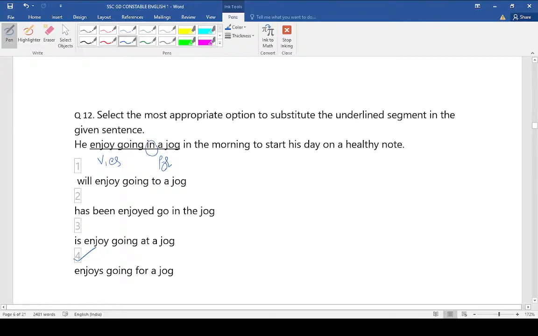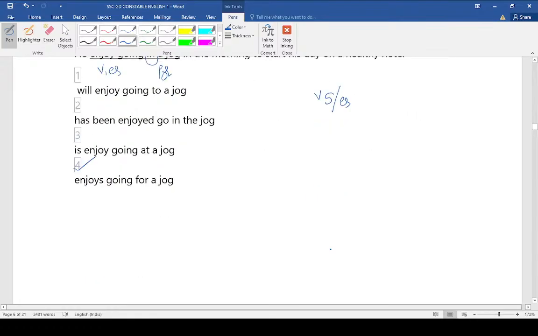So here for everything we can't write. Sometimes usually we used to get the verb with an s or es. So here enjoys will directly come with an s. Going. So instead of the preposition in, we have to write for. Enjoys going for a job. So the fourth option is correct. Now we will go for the next question.